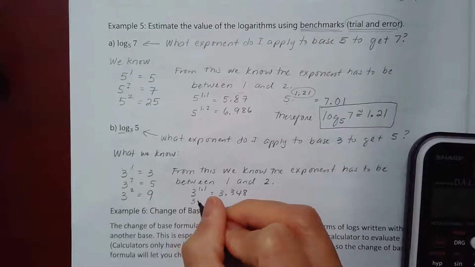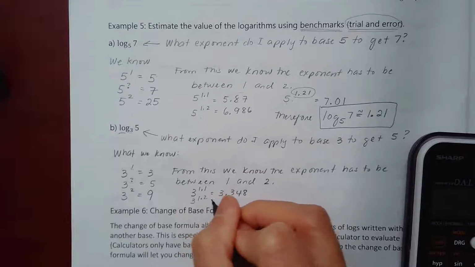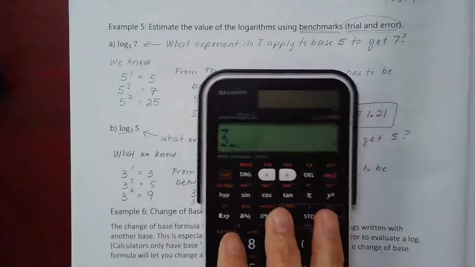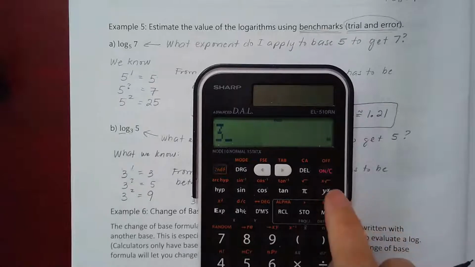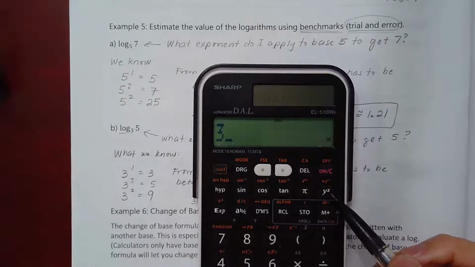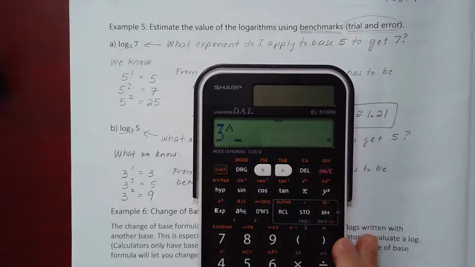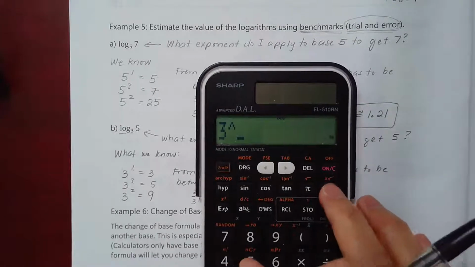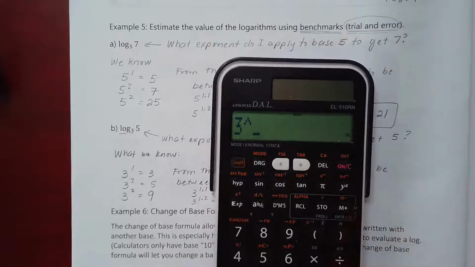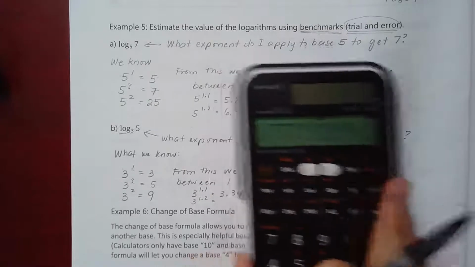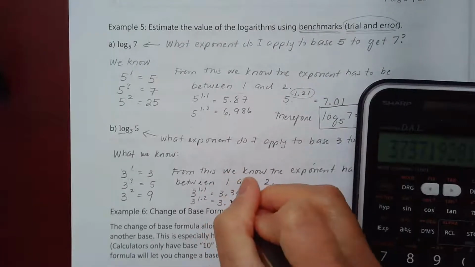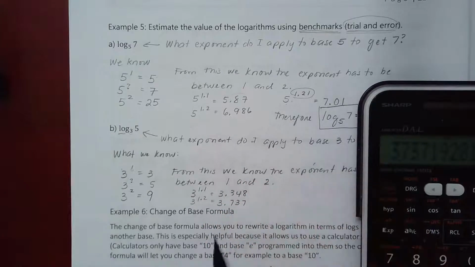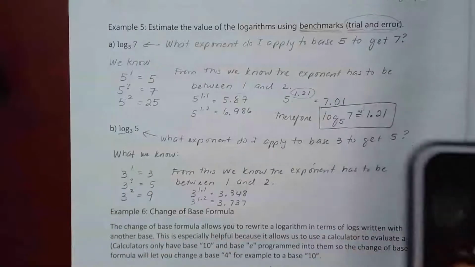What about 3 to the exponent 1.2? My exponent button is y to the x. Yours might be x to the y. So yeah, different calculators have different buttons, I guess. 3 to the 1.2 is 3.737. Okay, we're going higher, but we need to get to 5.